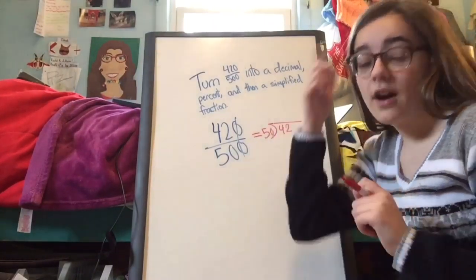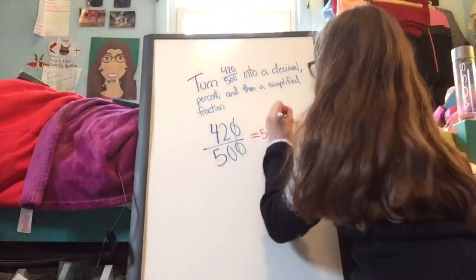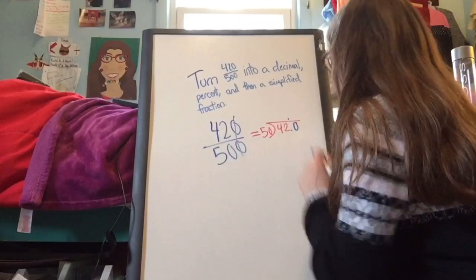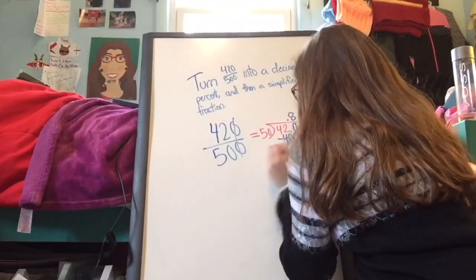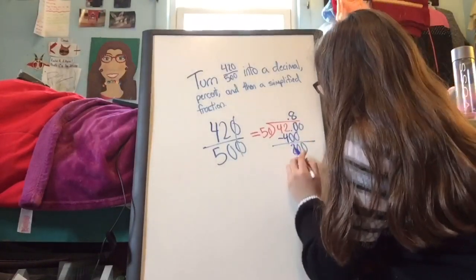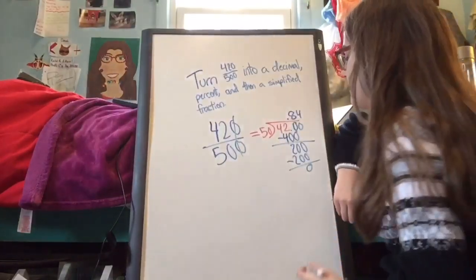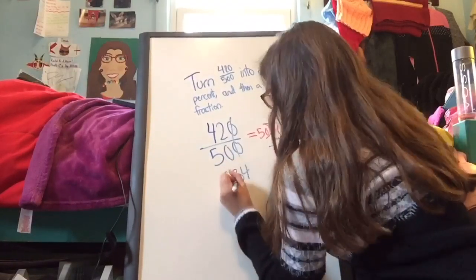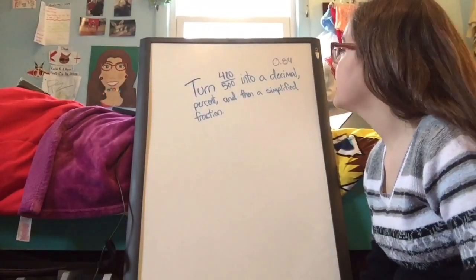Numerator divided by denominator, always remember. 50 goes into 42 0 times. So we have to place a decimal, put a 0. 50 goes into 420 around 8 times, and 50 times 8 is 400. 420 minus 400 is 20, drop the 0, 200. And 50 goes into 200 exactly 4 times. So 42/50ths is 0.84 as a decimal.